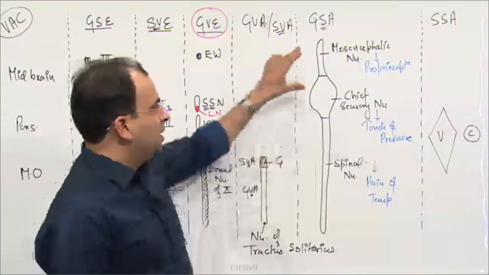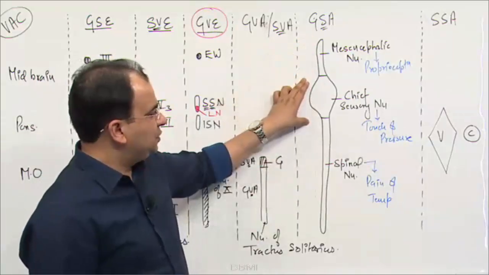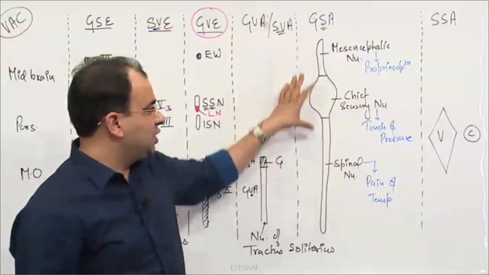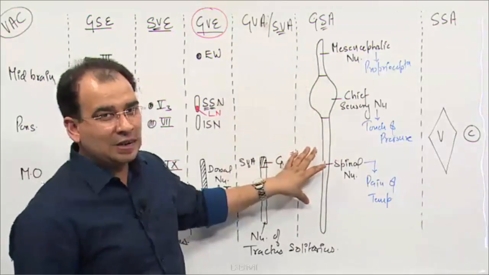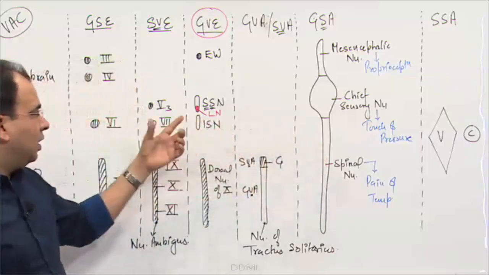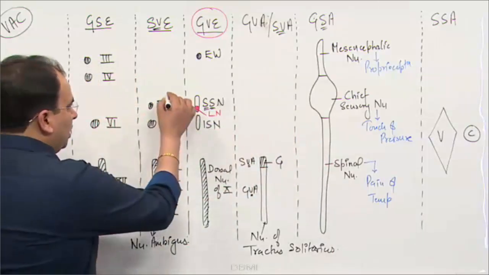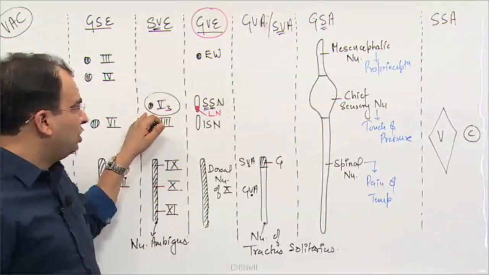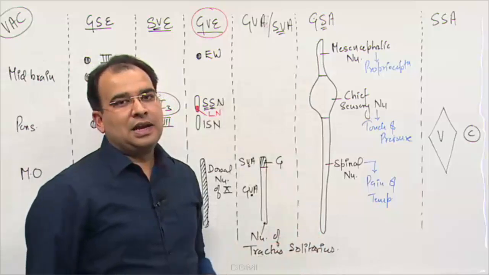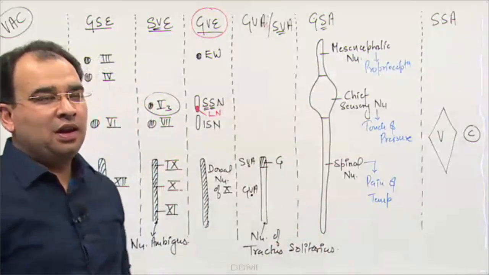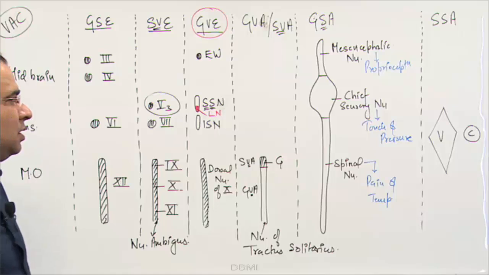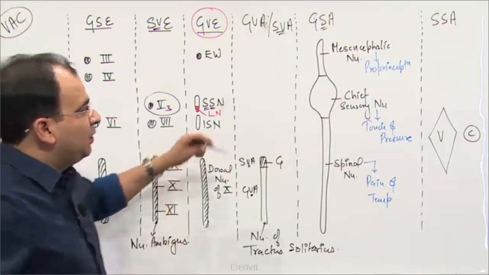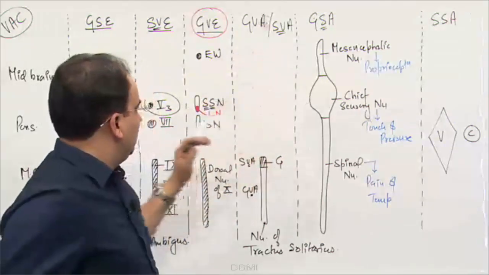How come 4? Mesencephalic nucleus, chief sensory nucleus, spinal nucleus. These are three sensory nuclei for the trigeminal nerve, but we also have to count the motor nucleus of the mandibular. So we have one motor and three sensory nuclei. That means we have four nuclei for the trigeminal nerve. Please note that. We have three sensory and one motor.